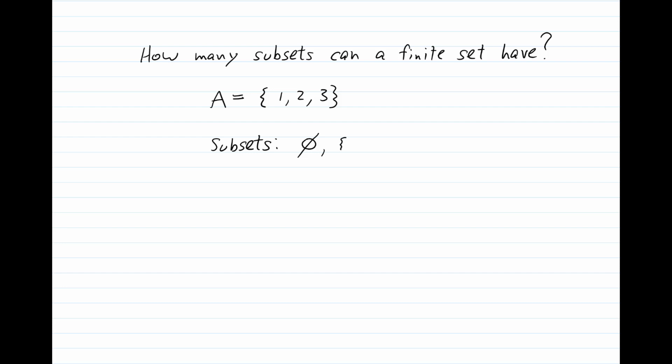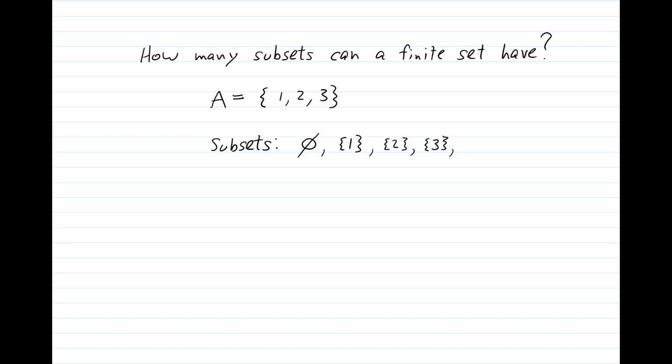The set containing 1, that's a subset of A because 1 is in that set. That's the only element there. And 1 is also in A. Okay, what else can we say? We can say the set containing 2. We can say the set containing 3. So there's 4 subsets right there.